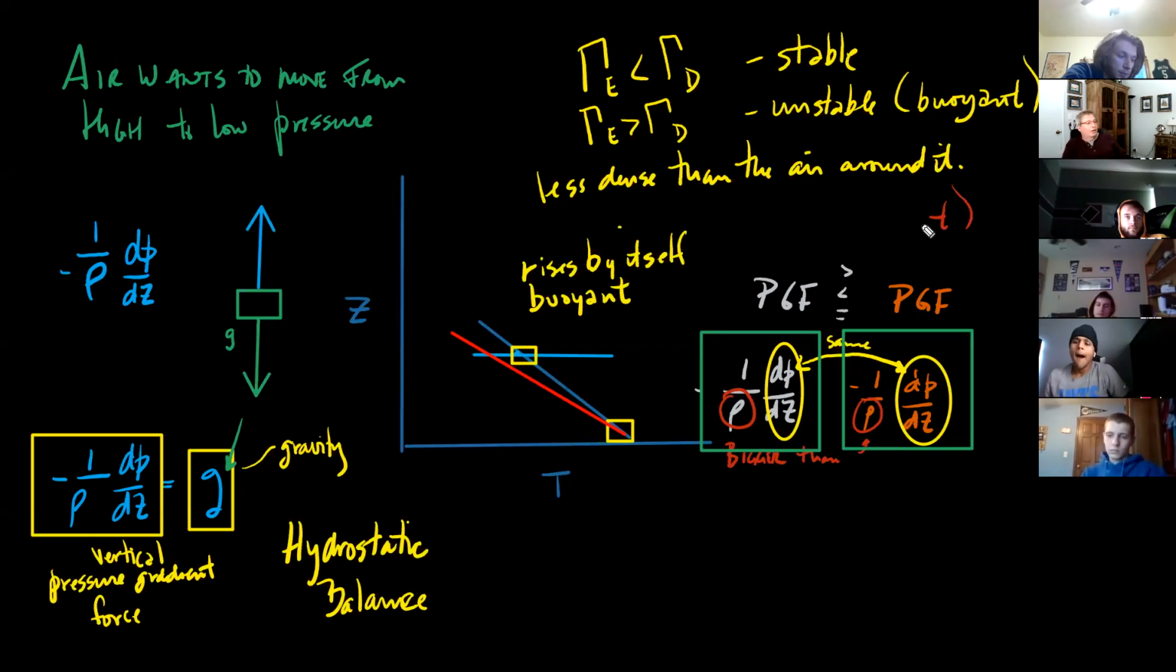Or what we call buoyant. So unstable and buoyant, as far as you're concerned, are the same thing right now. Does that make sense? Right.